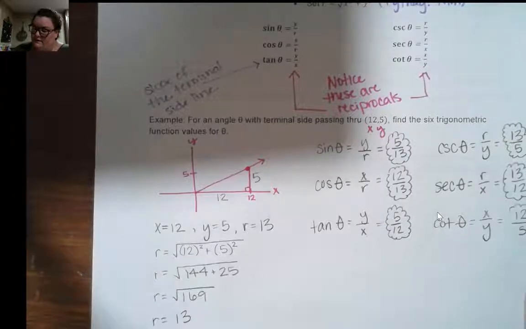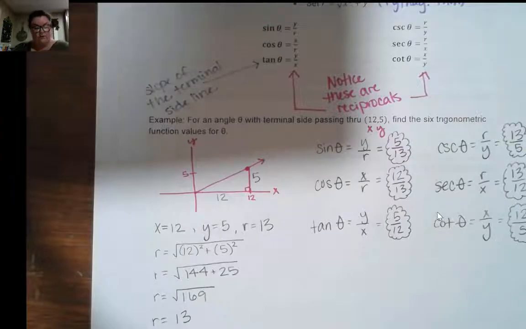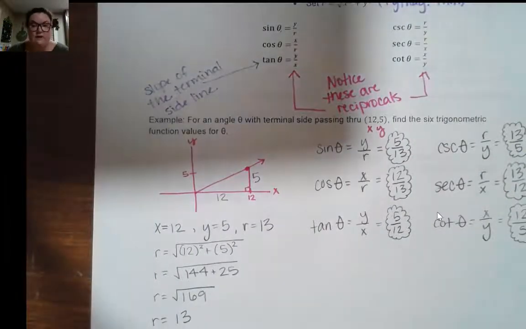You don't have to write that as a decimal or a mixed number or anything like that. It is an improper fraction, and we don't want to write it as a mixed number. So just leave it like it is.